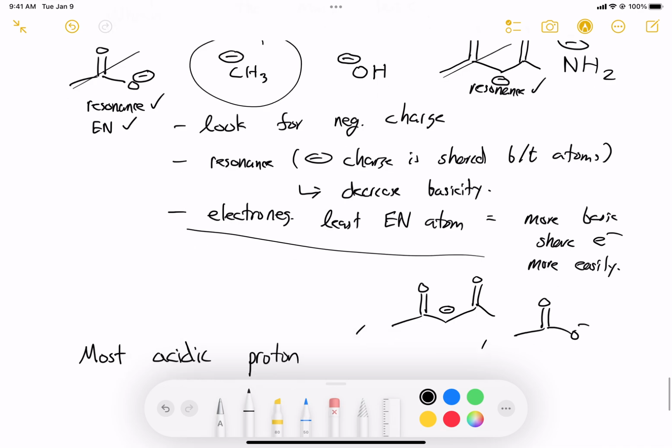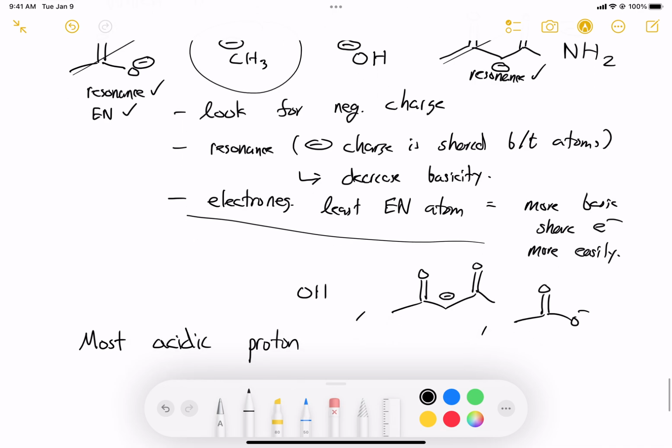And then what comes next is OH minus, because remember the most electronegative atom is going to be the least basic compared to the less electronegative atom. Then nitrogen minus, and then lastly is CH3 minus. So the ranking is 1, 2, 3, 4, 5. So this will be the ranking of the base strengths here. Okay.